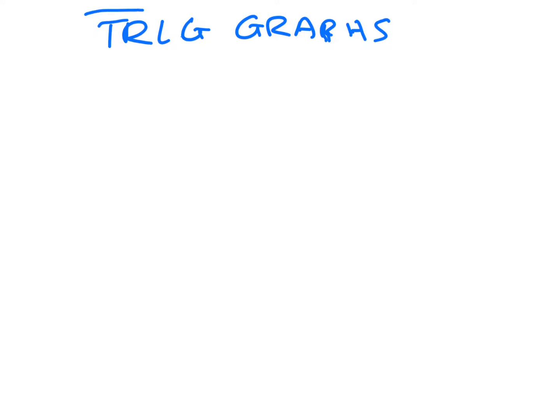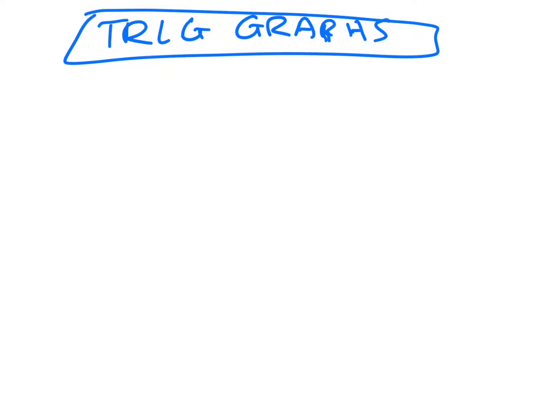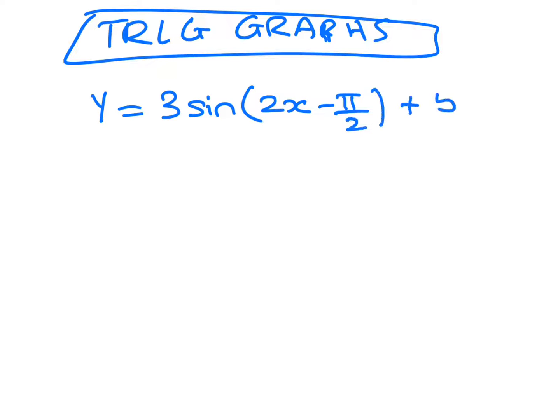Okay, so I just want to look at your trig graphs and some of the basics of the different graphs. So we're going to go 3 sine 2x minus pi on 2 plus 5. We're just going to look at what all these different numbers actually represent. So the 3 will give you your amplitude, and that actually just affects the y value.